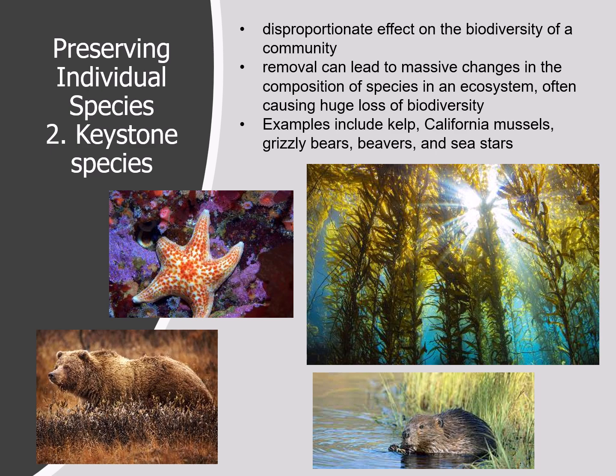Some examples include kelp, California mussels, grizzly bears, beavers, and sea stars. In fact, I think we've talked about sea stars before being a keystone species. But the removal of these species causes massive changes in the composition of species in an ecosystem, usually that community, which can usually lead to the loss of a lot of biodiversity. They are incredibly important.